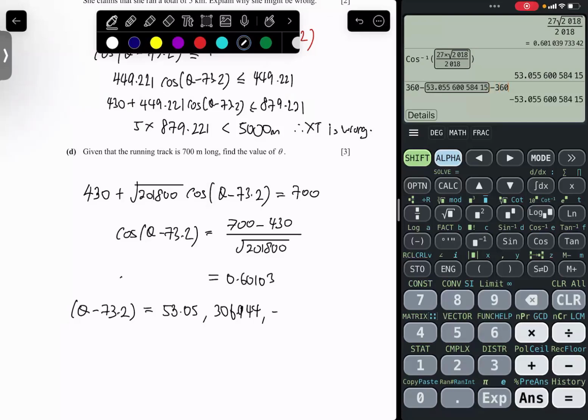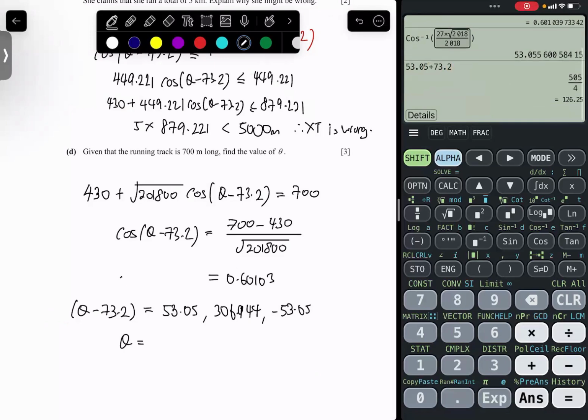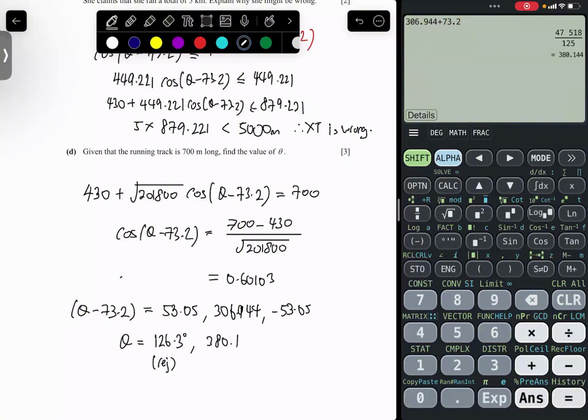Okay, or it can be negative 53.055. Okay, or 0.5, good enough. Now then it makes sense for theta to be equal to 53.05 plus 73.2, which is 126.3 rounded off degrees, which we reject. 306.944 plus 73.2, which we also reject. 0.11 we reject. And the last one, negative 53.05 plus 73.2, is 20.2 degrees. Yeah, so this one is the answer of the set.